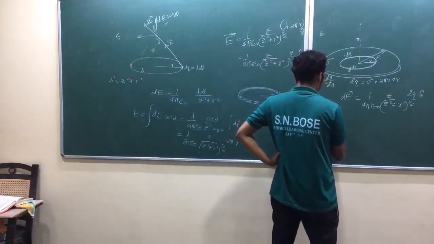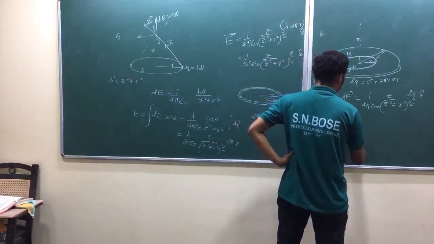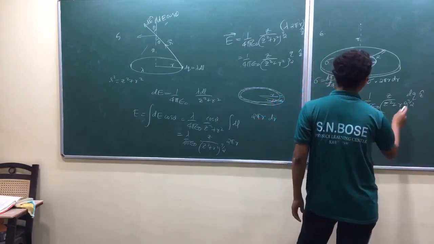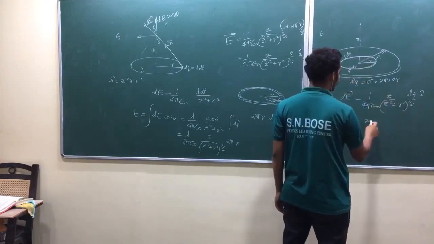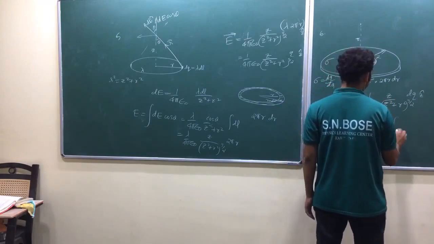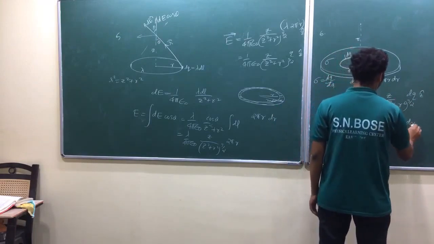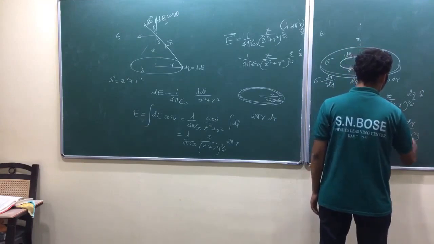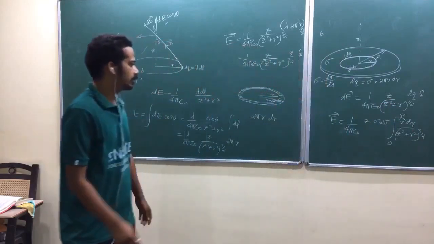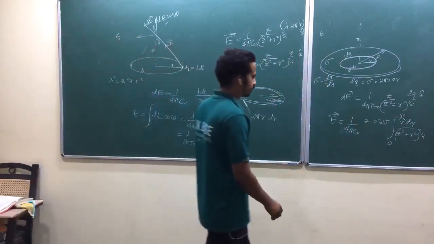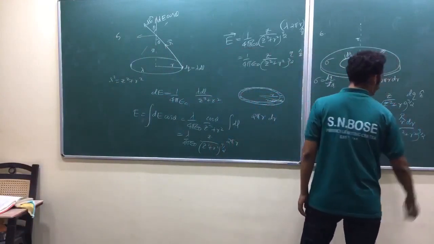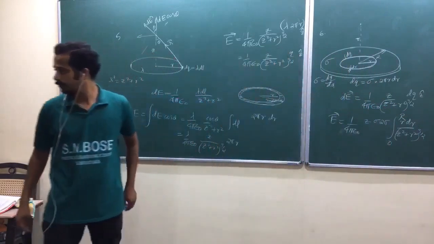So now the electric field will be 1 by 4 pi epsilon naught, z, dq is 2 pi r dr, sigma into 2 pi outside. Integral of r dr divided by z square plus r square raised to 3 by 2, from 0 to capital R. Check it out. Sigma 2 pi r z, yeah, that's correct. Along z cap, that's a different story. Okay, along z cap.